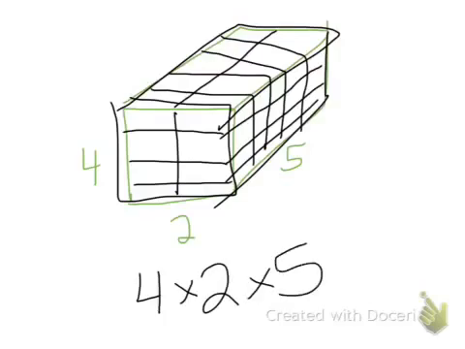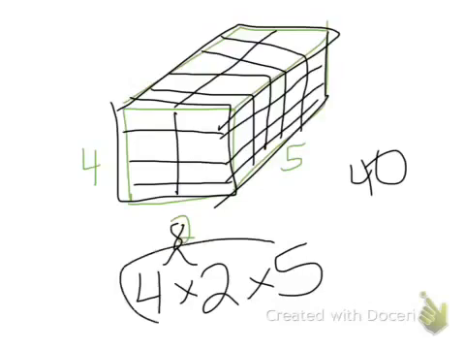And then since we're multiplying all of them together, it doesn't matter what order we do. You could do 4 times 2 is 8, 8 times 5 is 40. You could do 2 times 5 is 10, times 4 is 40. You could do 5 times 4 is 20, times 2 is 40. So any way you do that, that's how you solve that.